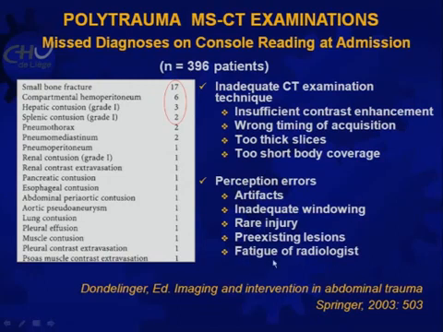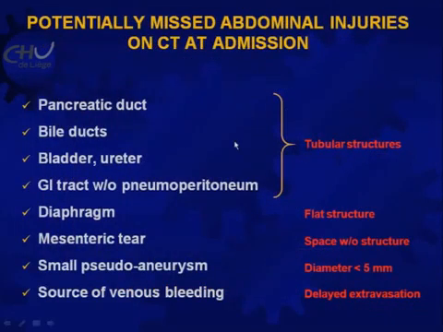So concerning the anatomy, what are the structures where you may miss injury? Tubular structures mainly, or the flat structures, all kind of ducts, the diaphragm, mesenteric injury, small pseudoaneurysm. What is small?